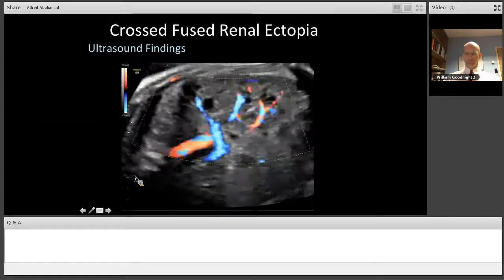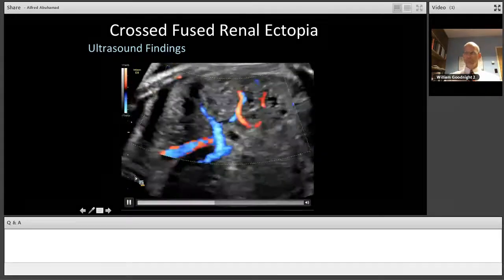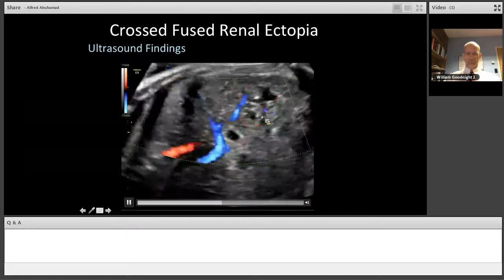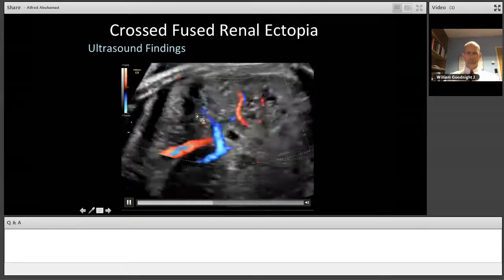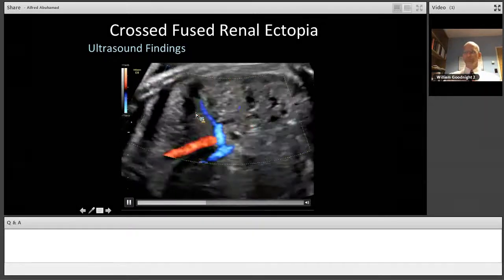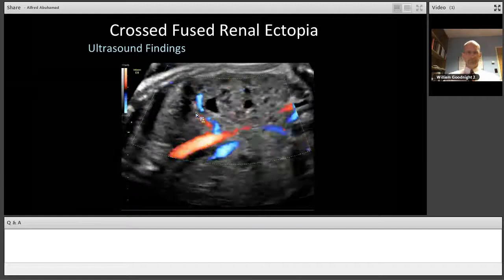So here's a case of cross-fused renal ectopia. It's a very large kidney. Look how many renal arteries there are here, because remember, there's double kidneys in one, sitting on one side.